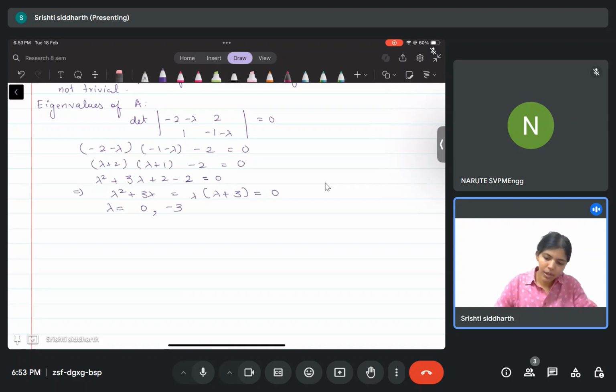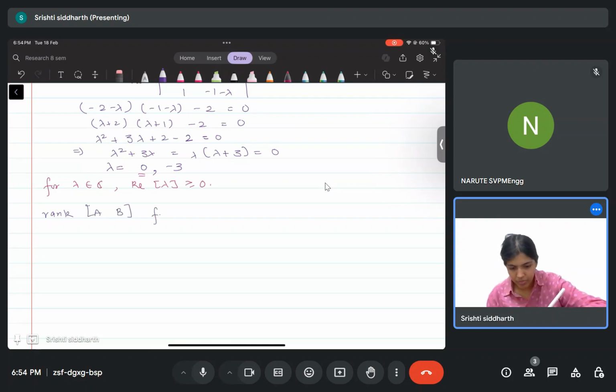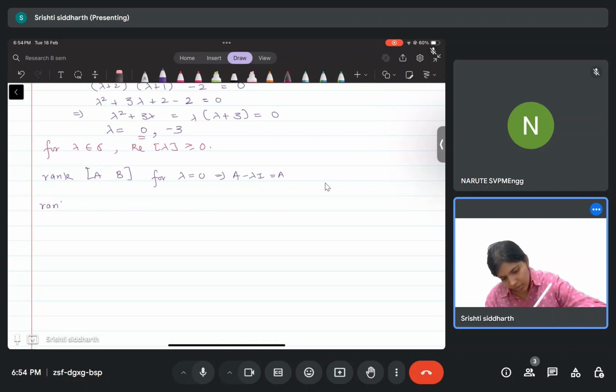So for stabilizability, remember that we have to check the rank of that matrix for lambdas such that the real part of lambda is greater than or equal to 0. For our case, we just have to check for this one. So this is nothing but the rank of [A B], because lambda is 0. Alright, so let's write this down. The matrix A is [2, 2, 1, minus 1], and B is [1, 1].